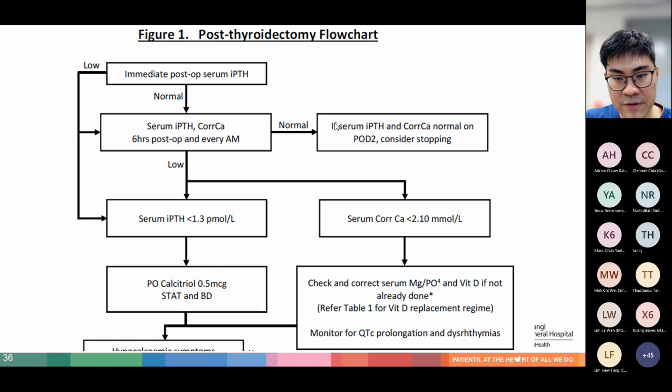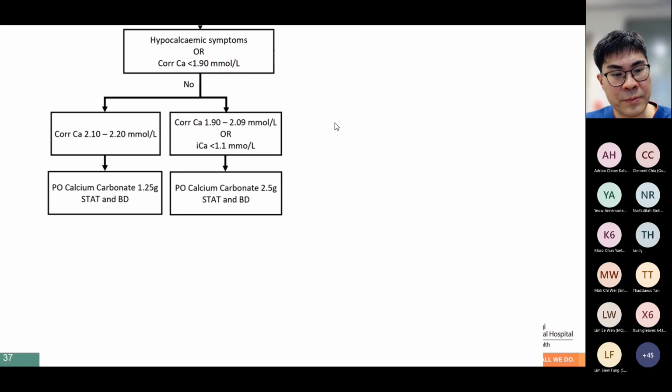So what if the corrected calcium levels are low? Basically we want to separate them into two main groups: are they symptomatic or severely hypocalcemic, or just mildly hypocalcemic? If it's still within normal values, 2.1 to 2.2, we will still recommend starting an oral calcium replacement, because if they are hypoparathyroid they are very likely to develop hypocalcemia sooner or later. As mentioned, the earlier we treat, the better for the patient, and our main objective is to avoid the need for IV calcium.